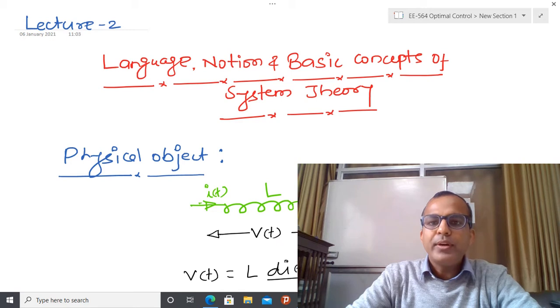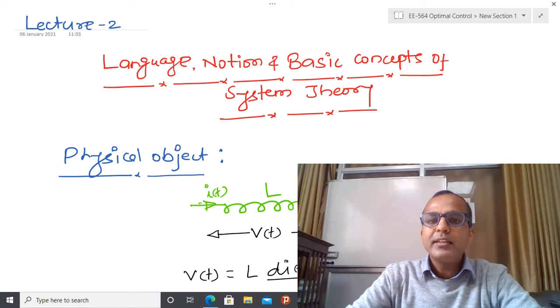So, in today's lecture, I am going to talk about the language, notion, and basic concepts of system theory. If you see the investigation of optimal control, then that is based on the mathematical model expressed in state space form.